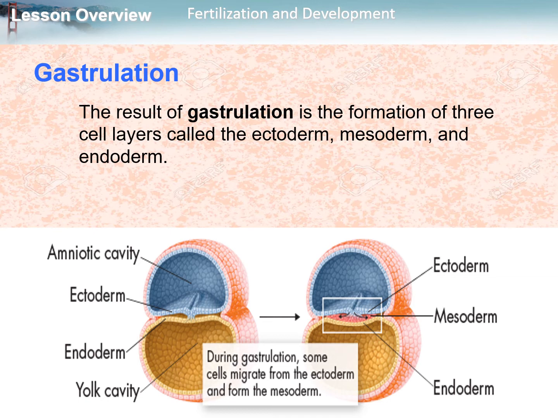From the cells here in the amniotic cavity, they tend to migrate into the pit here in the middle to form the mesoderm. So now we have the three layers: ecto, meso, and endoderms.